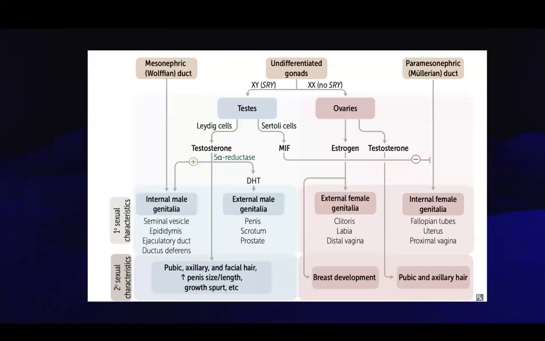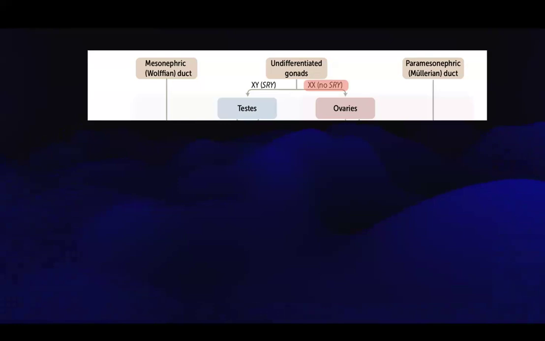Now, this diagram is from First Aid. It gives you a good idea of the sex differentiation both in males and females, and we'll focus, for the sake of this lecture, on the female side of the diagram. You start with undifferentiated gonads. Again, this is an XX chromosome, so there's no Y chromosome, there's no SRY, so the default template is female. And you basically begin to form ovaries.